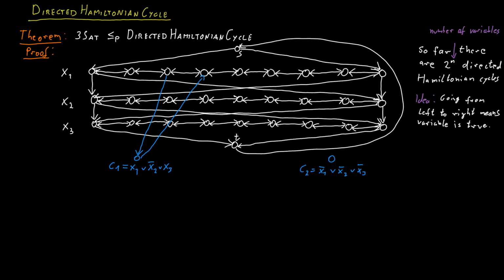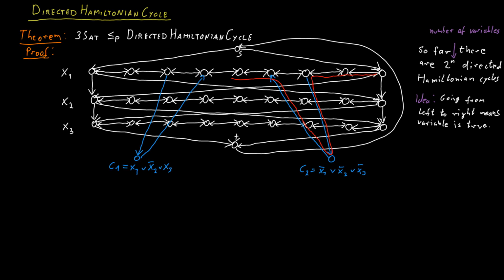On the other hand, say the second clause contains x1 negated, then we would want to be able to visit that clause vertex when we traverse this top line from the right to left. So what we would do is take two vertices and create a directed edge from the right vertex of this pair to the clause node, and then create a directed edge from the clause node to the left vertex of that pair. So this means if we go from right to left, we can seamlessly include this clause vertex into our cycle.